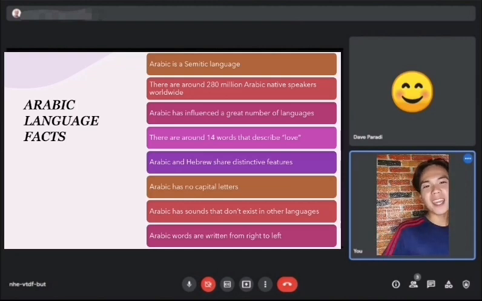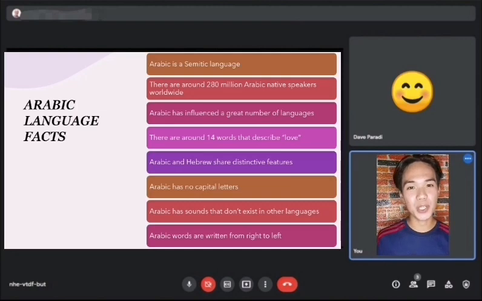Arabic and Hebrew share distinctive features, and both are Semitic languages. Their similarities make it easier for Arabic speakers to learn Hebrew and vice versa. Arabic has no capital letters. We must know that the Arabic alphabet uses quotation marks for emphasis instead of capital letters.